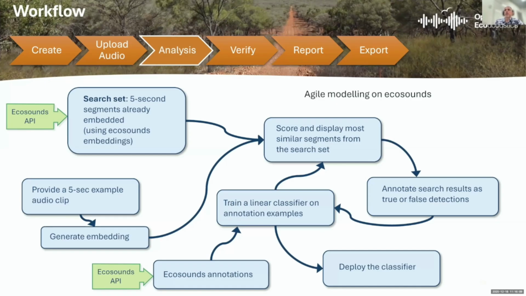We also pull the annotations that are already on ecosounds via the API to add to the training examples. And then at the end, the whole thing is available as a classifier. It's really small, because it's a linear classifier, it's a very small artifact. It's just a text file, a couple of kilobytes. And that's what's produced. Next slide.